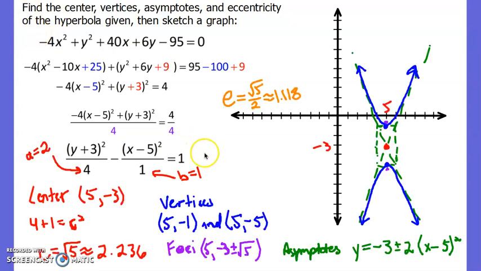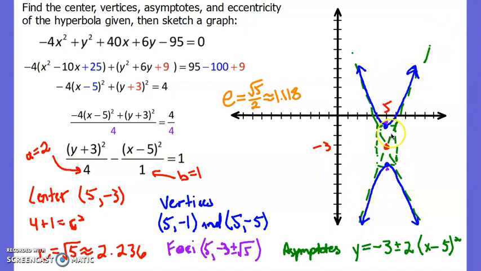All right, let's talk through just a couple of the details. Again, a is in front, so we've got a 2 for a. A happens to be greater than b this time, so you'll notice a very narrow hyperbola, because again, we went up 2 units from the center, and we went out only 1 unit left and right for b value. So we're traveling north and south here, we're traveling up and down.